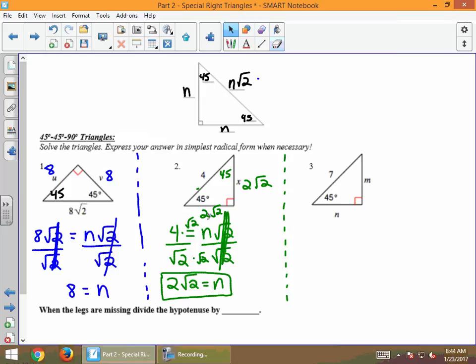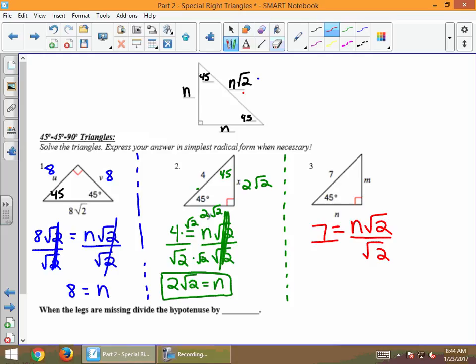Okay. And one more. Again, we're not given the legs, we're given the hypotenuse. So you take your hypotenuse, set it equal to the hypotenuse in your diagram, and solve for n. Well, to solve for n, we just divide by radical 2, and you might be noticing a pattern. Radical 2s cancel out, and we're left with n. Use that shortcut we talked about in problem number 2.